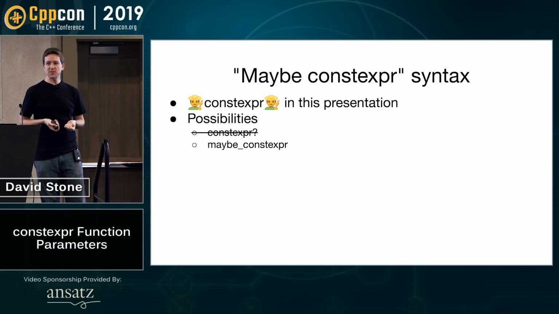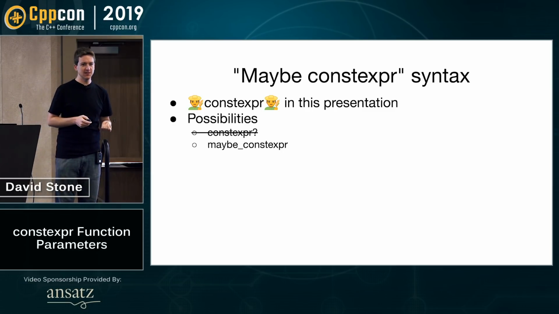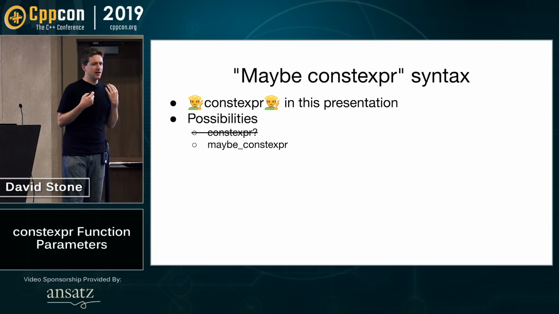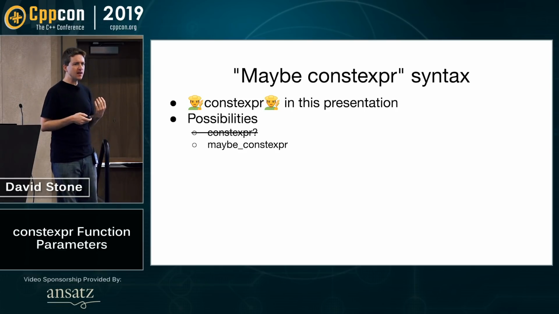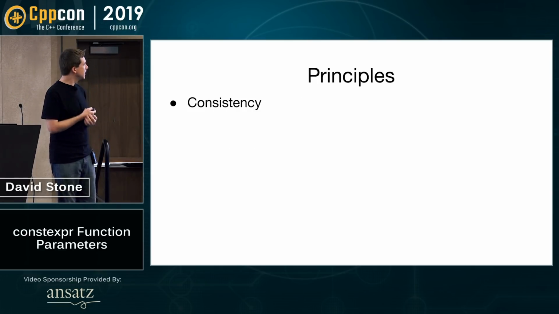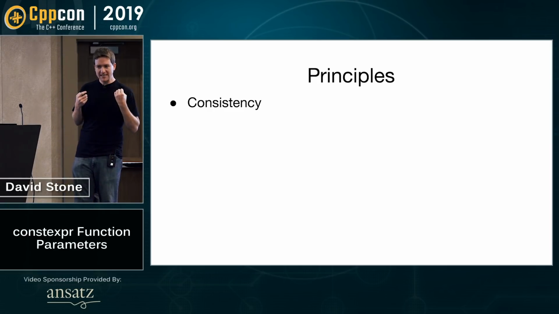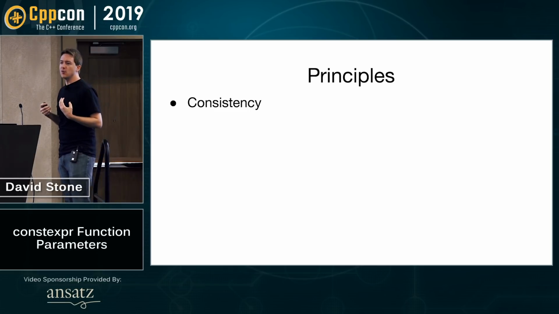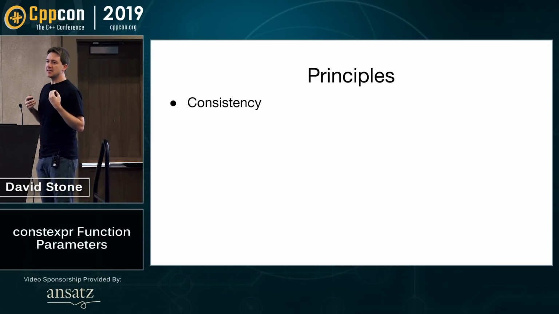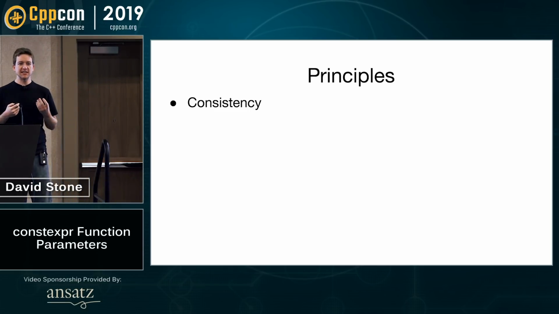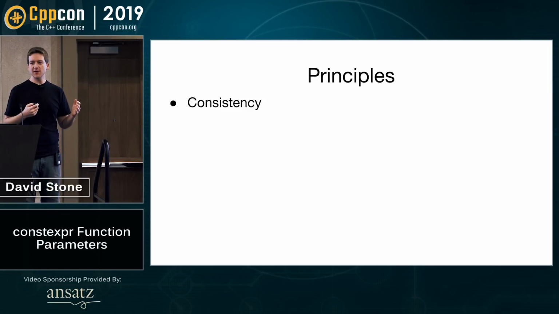What about maybe constexpr? That's what I've been calling it this whole presentation. Seems like a good use of the value. But there's another idea. First, we need to go back to our principles. Our principles are consistency. We want to make sure that we have a consistent set of rules. Not just a set of rules that are complete, that cover all of the use cases, but that are the same thing everywhere.